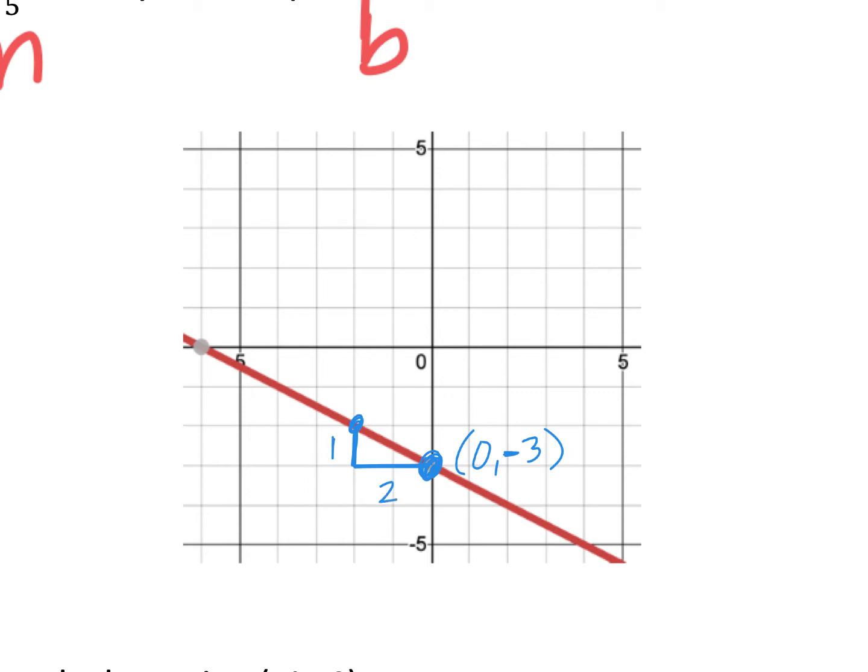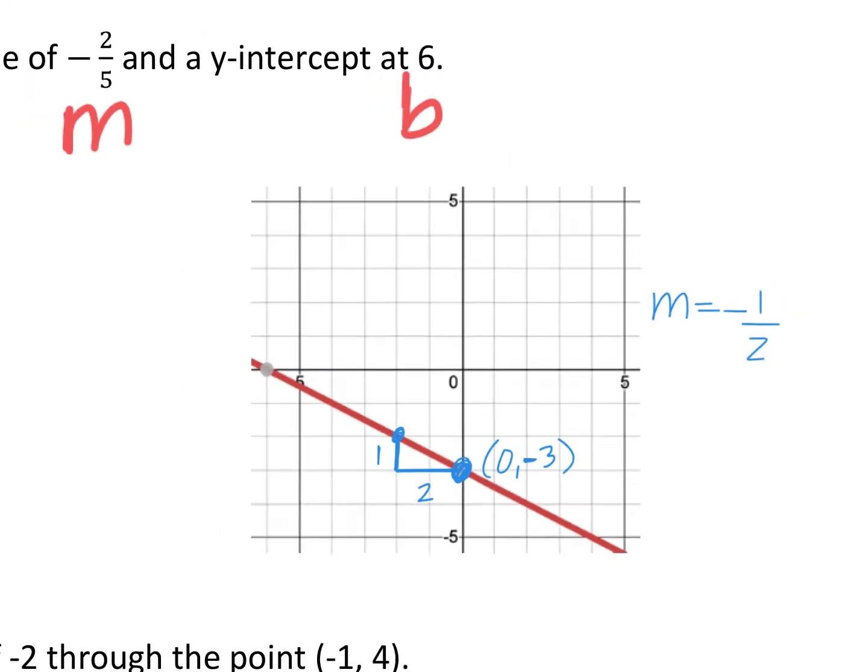Can you please tell your table, what is the slope of this line? Okay, positive or negative? Negative. Nice. Negative. It is negative 1/2. That's the slope, and our y-intercept b is negative 3.